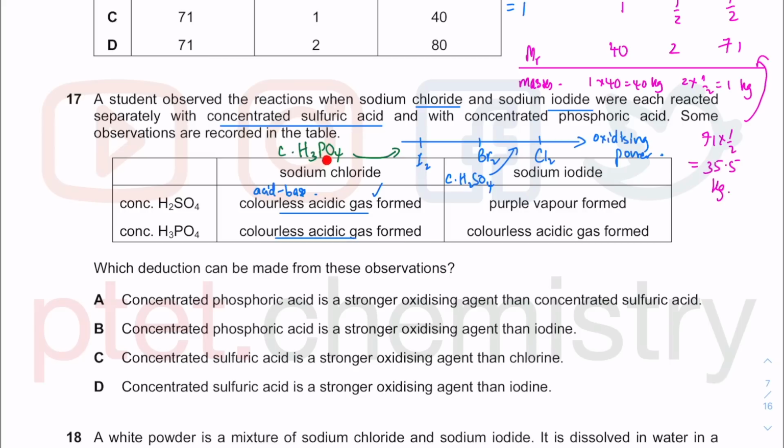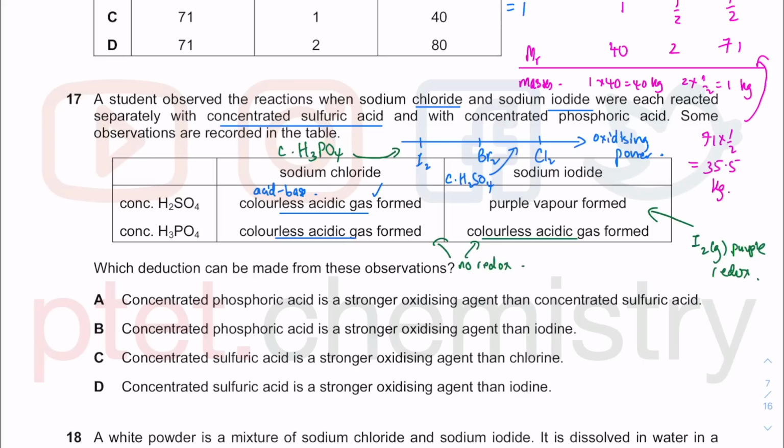That means concentrated phosphoric acid cannot oxidize I- to I2, but concentrated sulfuric acid can oxidize I- to I2, because concentrated sulfuric acid is a stronger oxidizing agent than I2. It can oxidize I- to I2. That's why you get iodine vapor. The iodine vapor there is purple. So what happened there is you get a redox. And this one is just a colorless acidic gas because there is no redox, you just get an acid-base reaction.